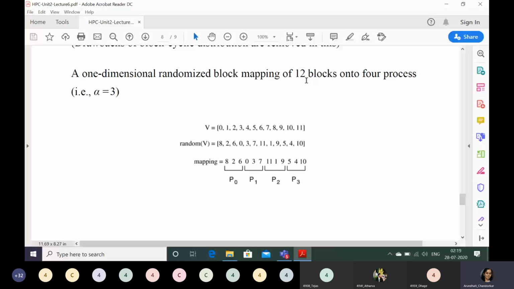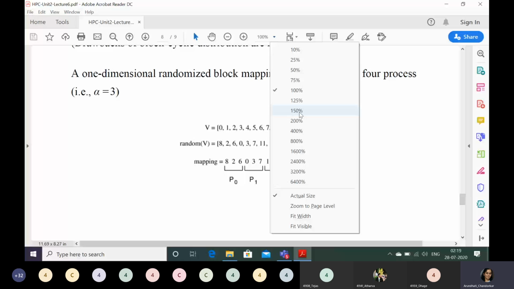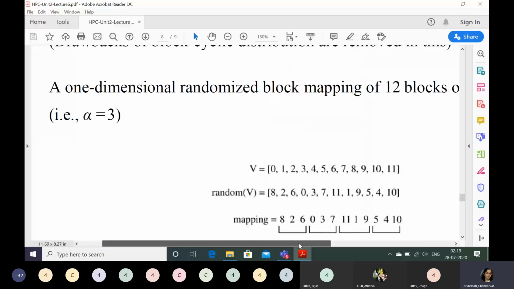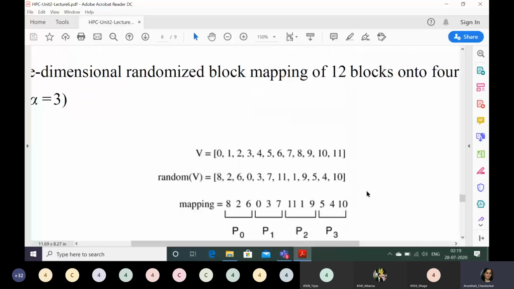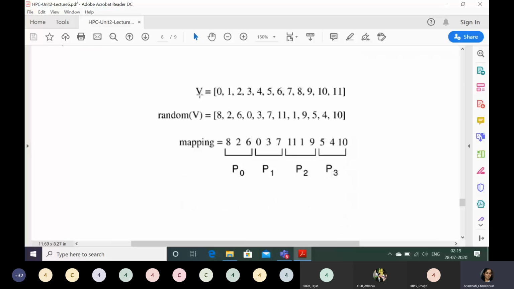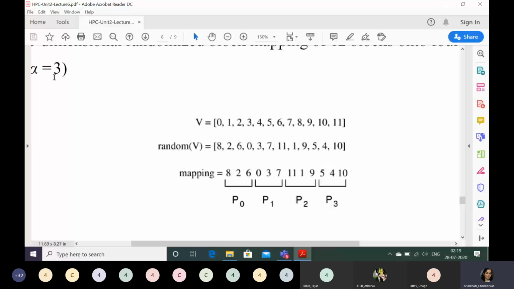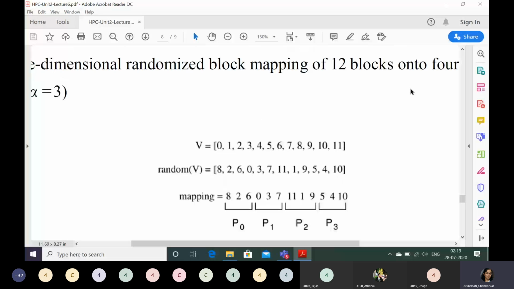Now just see. I hope it is visible. So just see the V vector. This vector is prepared. V is a vector, and the length of the vector is alpha into p. How many elements can you see in the vector? 12. Why? Because we are working on this assumption: alpha is equal to 3 and 4 processes, P is equal to 4. So the length of the vector is alpha p, that is 3 into 4, that is 12. So 12 blocks, mapping of 12 blocks.